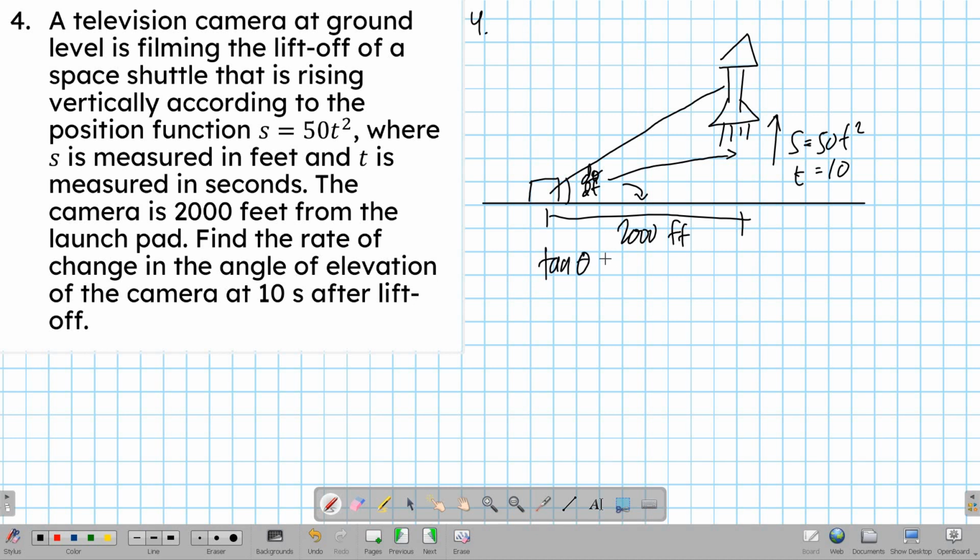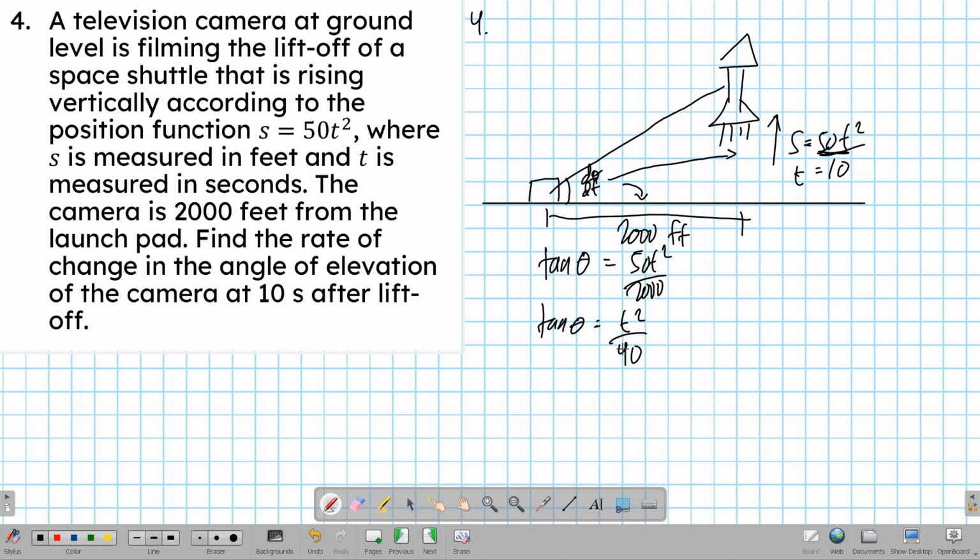So, the tangent of angle theta would be the opposite side, which is 50t squared, over 2,000. So we only have one variable, t. Simplifying that, the final function will be tangent theta is equal to t squared over 40.